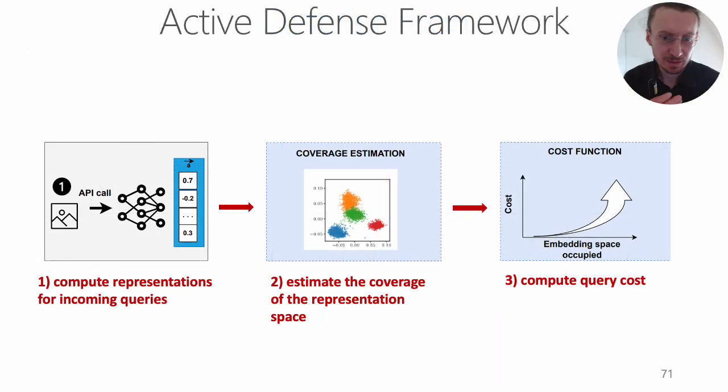To summarize this part of the active defense framework, first, the API calculates representations for the incoming queries. Second, we instantiate the coverage estimation with locality sensitive hashing and approximate the covered space as the fraction of hash buckets occupied. Third, we calibrate the cost by adding noise to the representations according to the computed coverage.